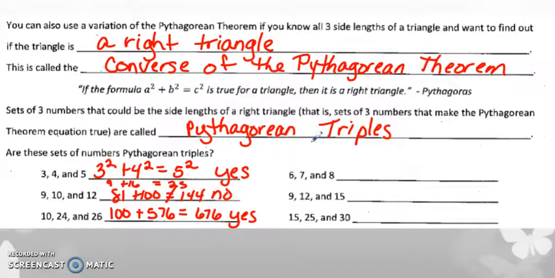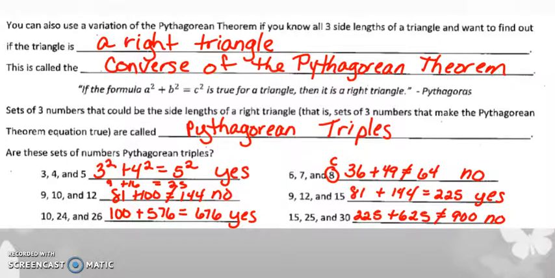Try the next three on your own. Remember, the largest number is always the hypotenuse. The other two, it doesn't matter the order of A or B. Press pause and then restart it to check your answers. Here are your answers for your remaining 3 examples.